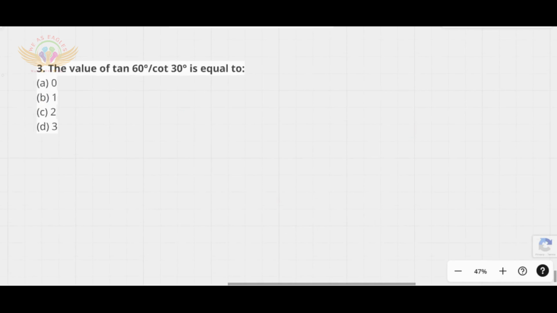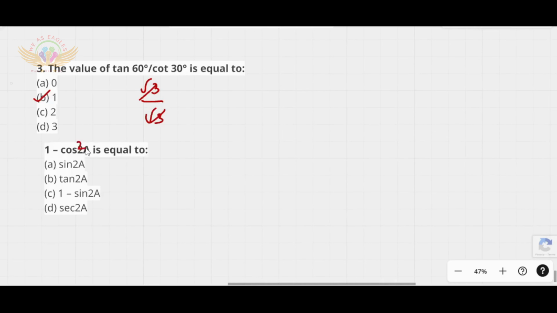The value of tan 60 by cot 30. What is tan 60? Tan 60 is root 3 and cot 30 is also root 3. So root 3 cancels, and the answer is 1.